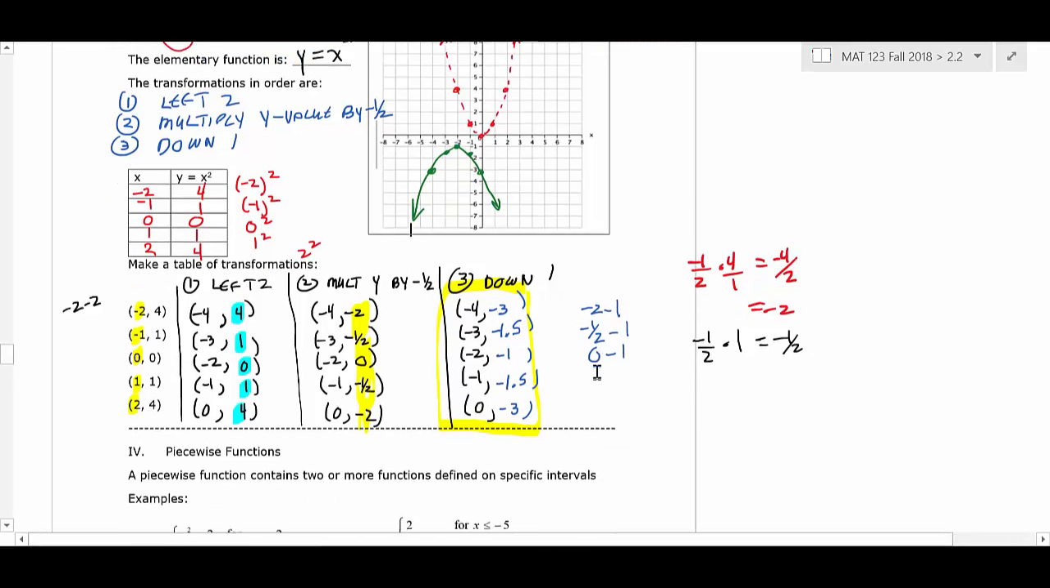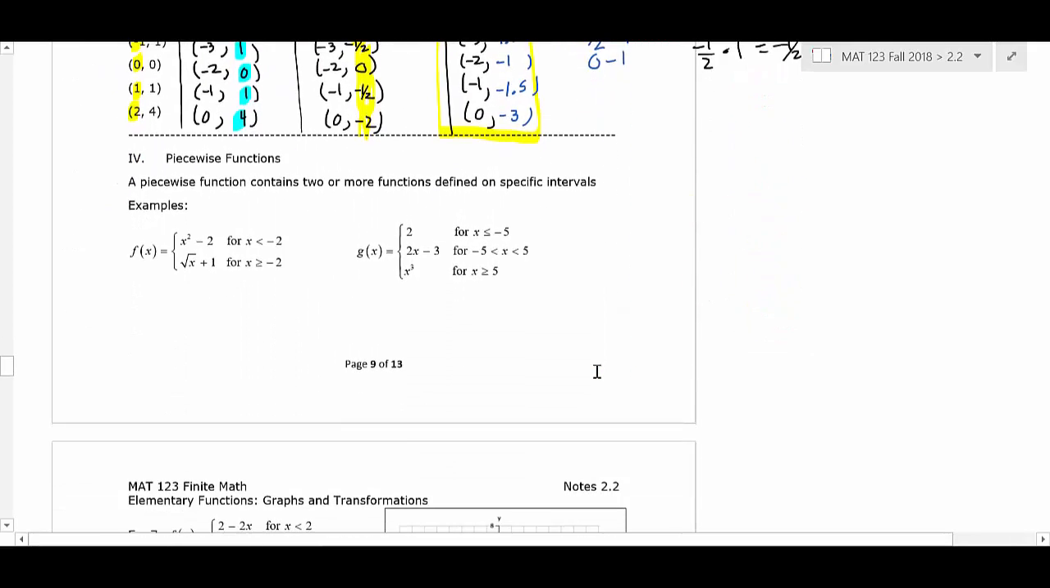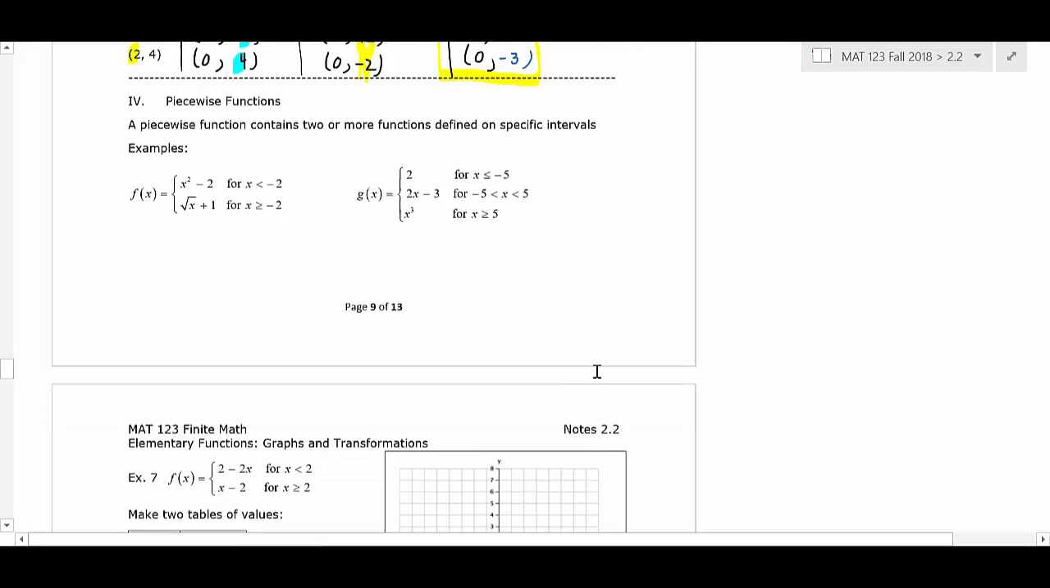Okay? All right, let's go to piecewise functions. We're going to work a little bit on that today. All that means is you have 2 or more functions defined on intervals. Not going to do anything down here on this page. This is just a couple of examples of what they look like. So this one has 2 functions, that one has 3 functions. And when you graph these, you just have to do separate graphs.